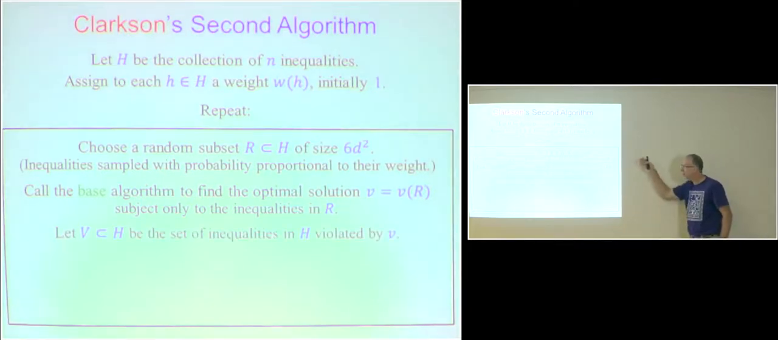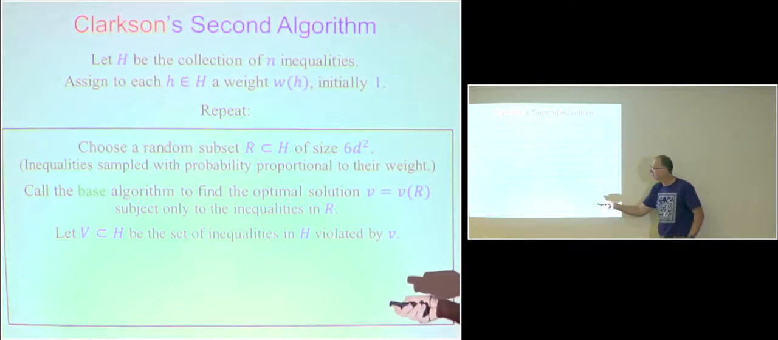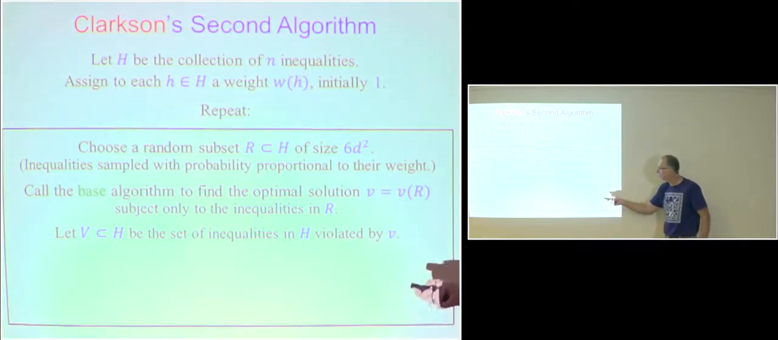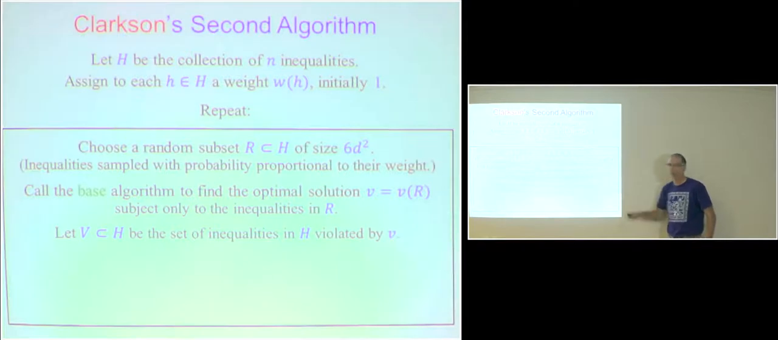Okay, now, of course, if this solution satisfies all the inequalities, we are really lucky, and then we are done, right? But this is not likely to happen in the first iterations of the algorithm. So what we do is we define the set V to be the set of all inequalities in H which are violated by the solution. Uppercase V stands for violators.